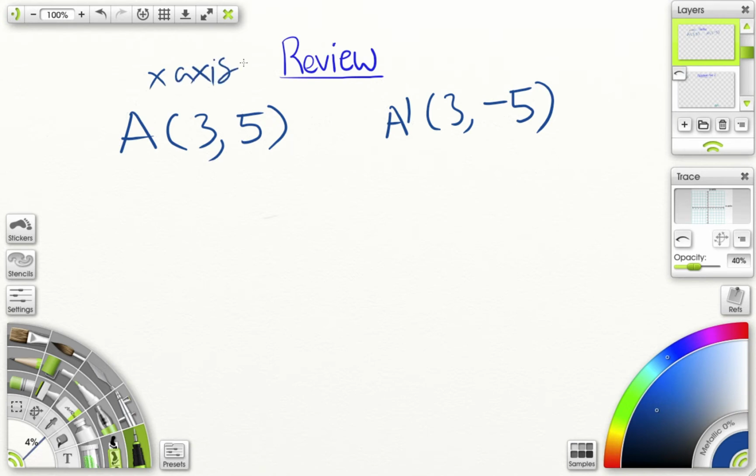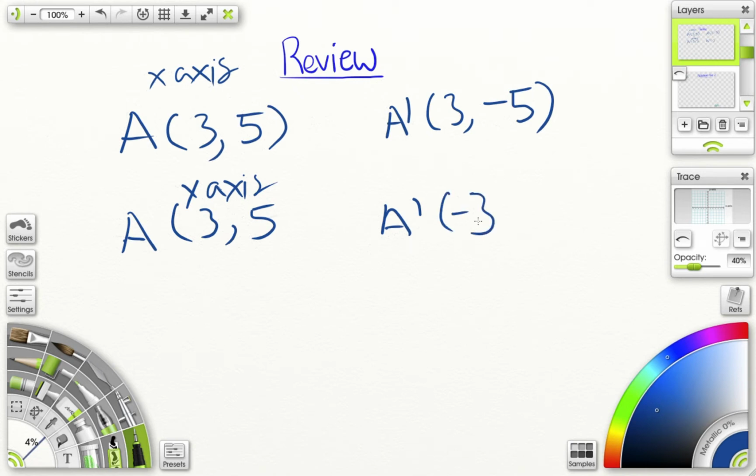If I'm going about the y-axis, the y stays the same, but the x becomes the opposite. So if I have (3, 5) and I'm reflecting over the y-axis, basically x becomes a negative in this case, so it just becomes the opposite integer. If it was negative, it becomes positive, positive becomes negative, and your y stays the same. And that's our rules for reflections.